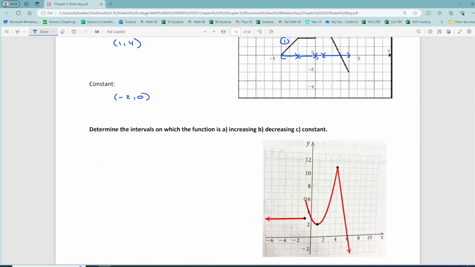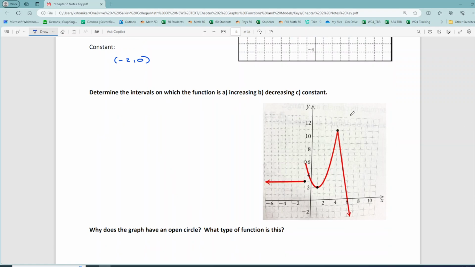Last thing here, I just want you to try one. So when you look at this picture, determine the intervals, so the x values, on which the function is increasing, decreasing, and constant. So let's write those down. Increasing, decreasing, and constant. Pay attention to the order you write them down in.